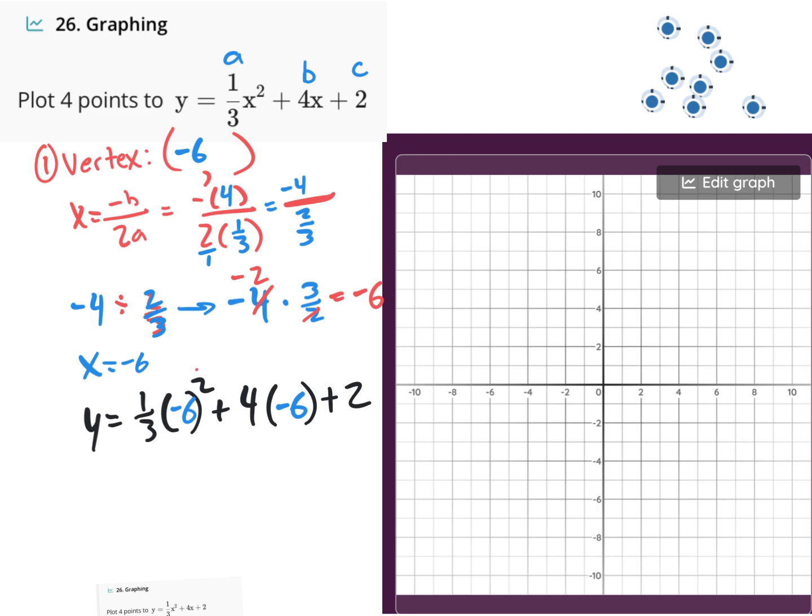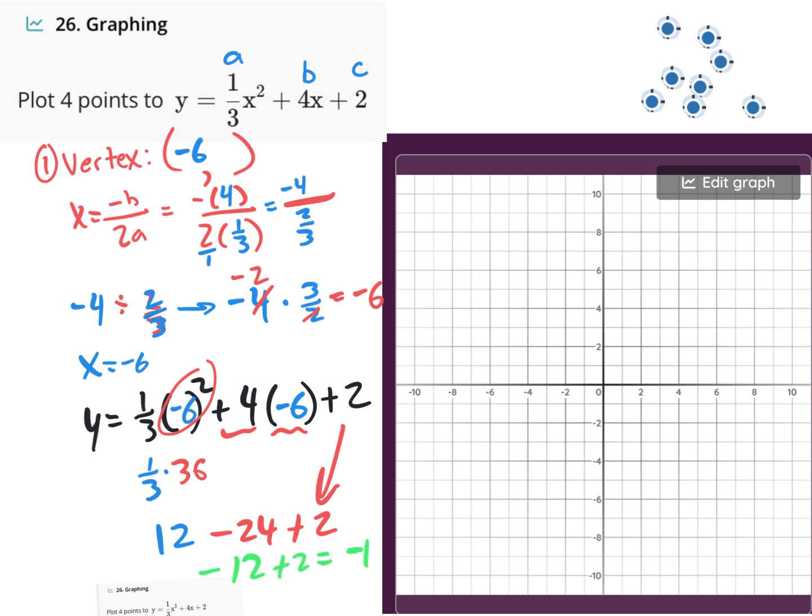Or you could use PEMDAS, beginning with negative 6 squared, that's positive 36. But you still need to multiply it by 1/3. You could do that with the calculator. That will be 12. Or you could think of it as 36 divided by 3, which is 12. And then 4 times negative 6 is negative 24. Then the plus 2 comes down. So what you really have is 12 minus 24. That is negative 12. And then negative 12 plus 2 is negative 10.